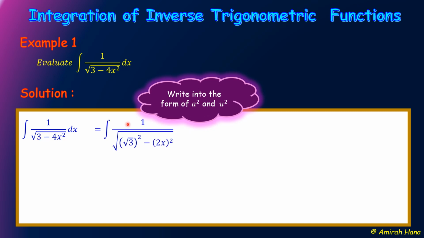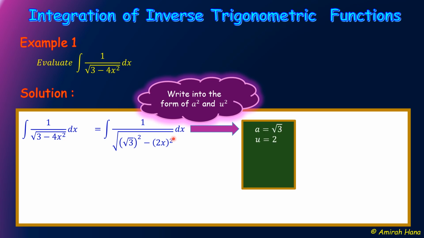So we can write 1 over square root of, in terms of a squared. Where a equals the constant, which is root 3, we write root 3 in bracket squared, because when we simplify it we get back 3 here. Then we need to write in terms of u squared, where u means the function in variable x. We can write 4x squared as 2x in bracket squared, because when we expand, we get back 4x squared.